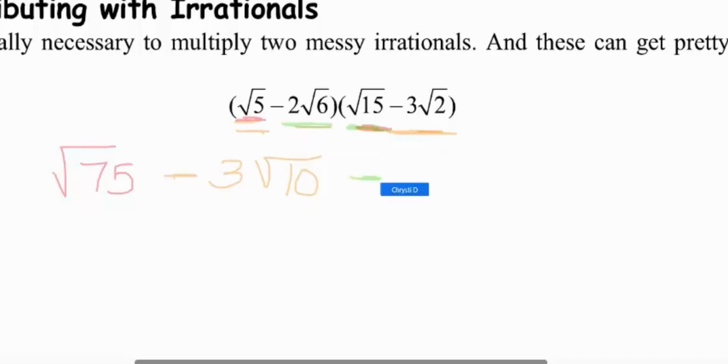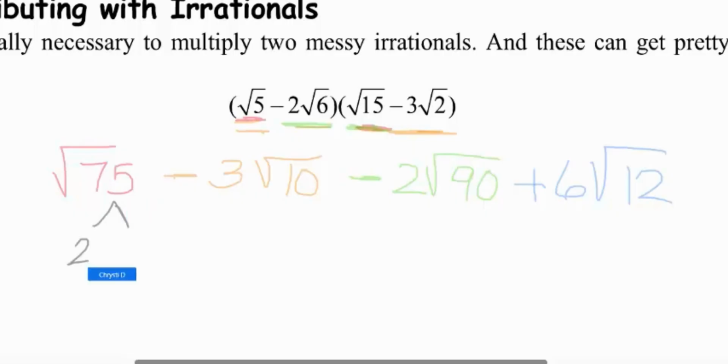Insides, minus 2 square root of 6 times 15, that's 60. 6 times 5 is 30, that's square root of 90. And then lasts, that's going to be a plus because it's negative times a negative, 6. And then 6 times 2 is 12. All right. So now let's simplify these and see if we can combine anybody.